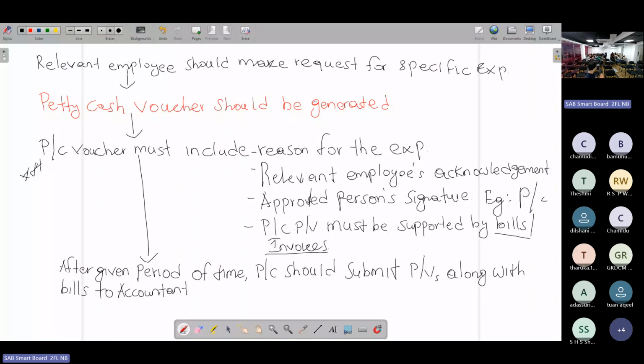These are the steps involved in the petty cash process. Just note it down. We will move on to the next period.